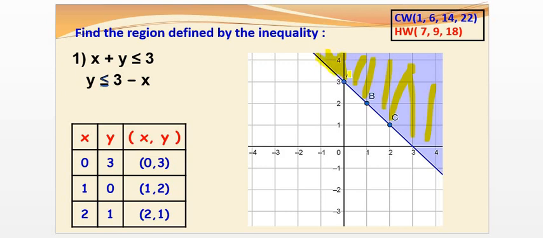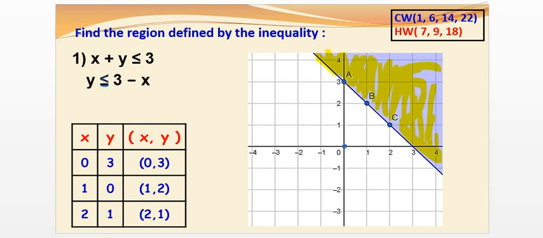So obviously if you are shading here above, that means this whole region will be shaded, right? So this part will be shaded and this part. And if you want to check your answer here, because 0, 0 is lying in the unshaded region, you can put 0, 0 here and you can check your answer.